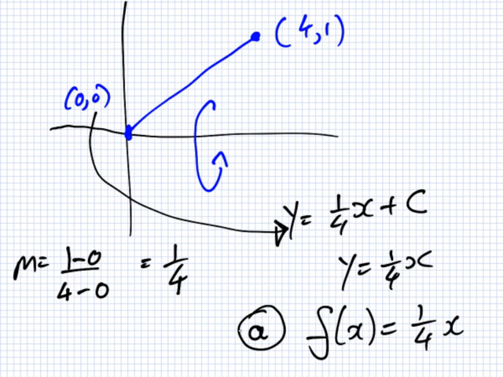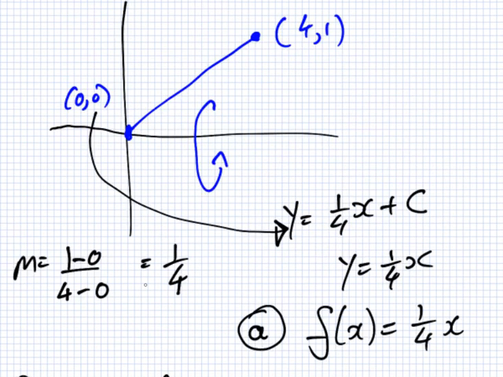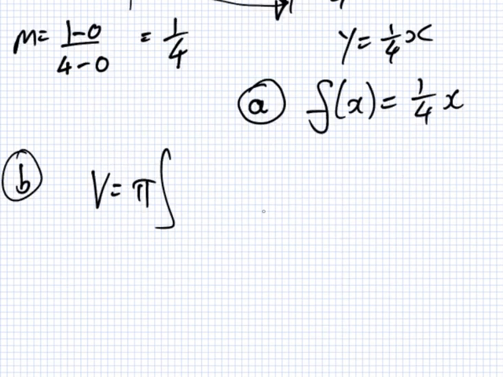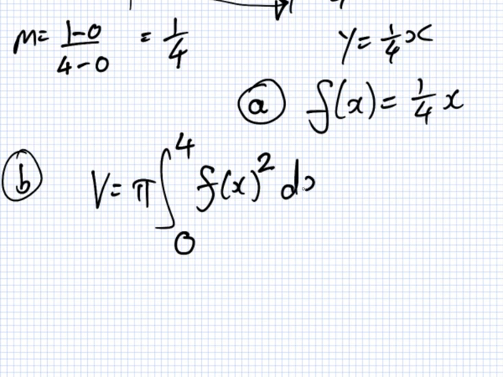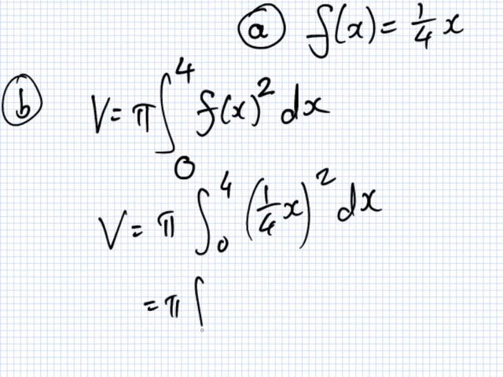Next step is to calculate the volume by using the formula. Pi. Now, what are the limits here? Where do I start? Zero. And where do I finish? Four. So it's pi, 0 to 4, f of x squared dx. So that's 0 to 4 of (1/4 x) squared dx. So that's pi, 0 to 4, 1 over 16 x squared dx.